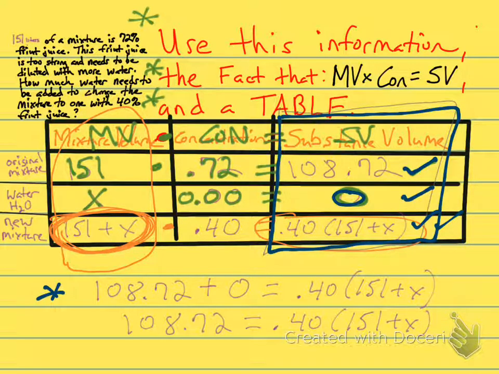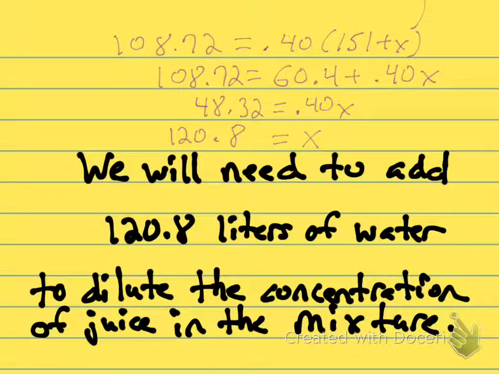We have our equation. X is our unknown. So we're going to go ahead and solve for x. Be careful here with your distribution process. Isolating the x, we find that x equals 120.8. We will need to add 120.8 liters of water to dilute the concentration of juice in the mixture.